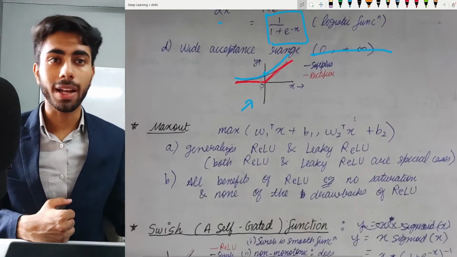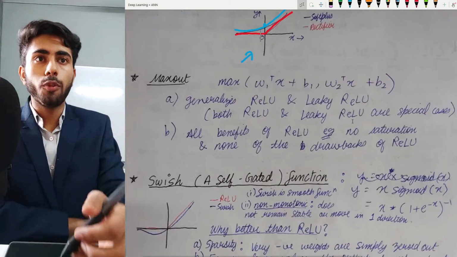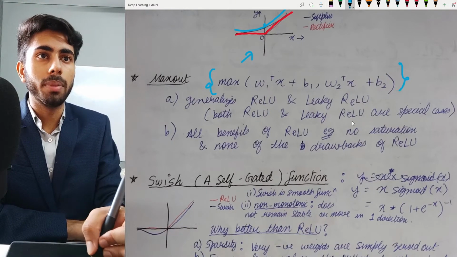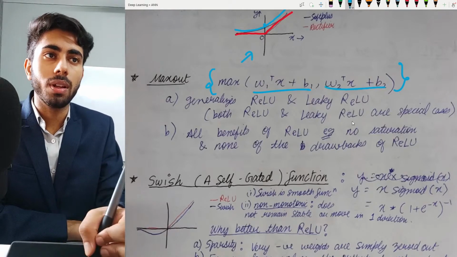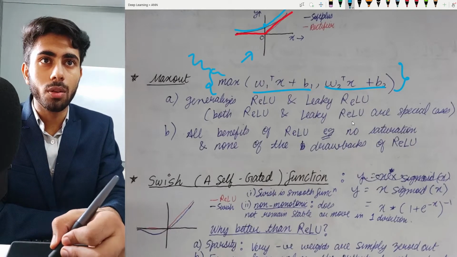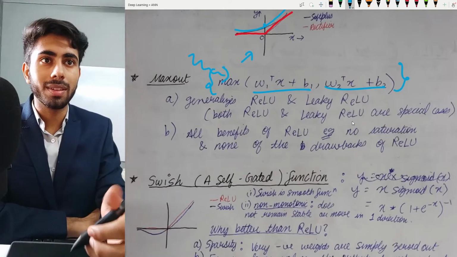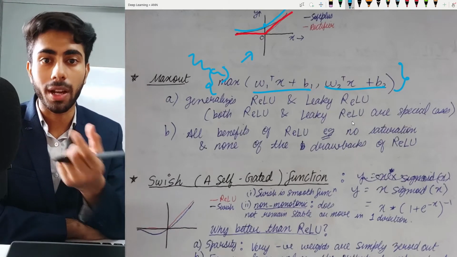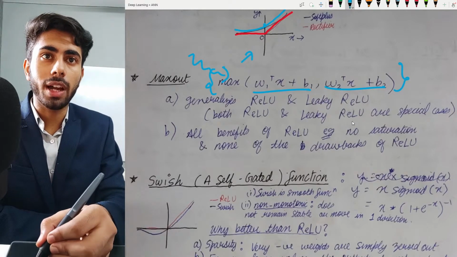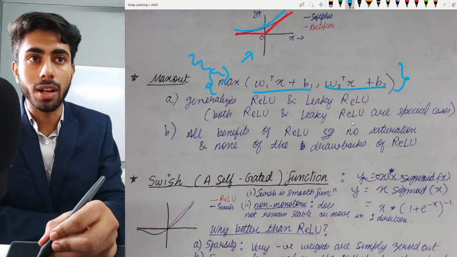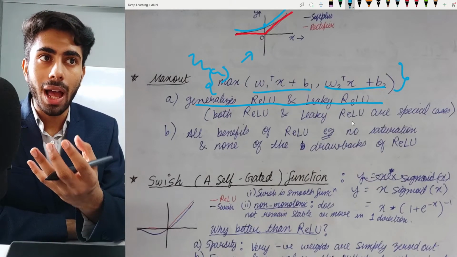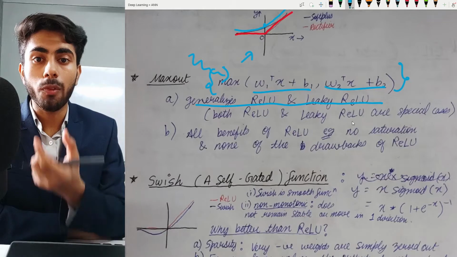Now let us discuss the Maxout activation function. The formula of the Maxout activation function is the maximum between this value and this value. From here you can see that its formula looks very similar to that of ReLU. So basically ReLU is a special case of Maxout. We can say that Maxout is a kind of activation function that tries to generalize ReLU as well as leaky ReLU. So both ReLU and leaky ReLU are special cases of Maxout.